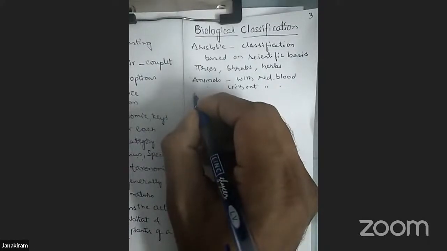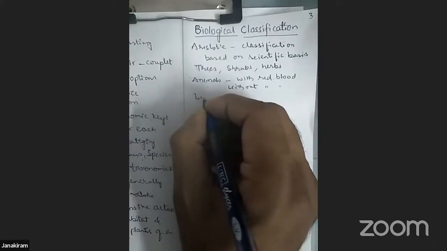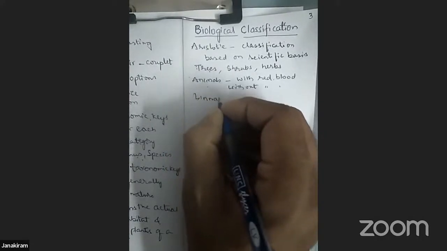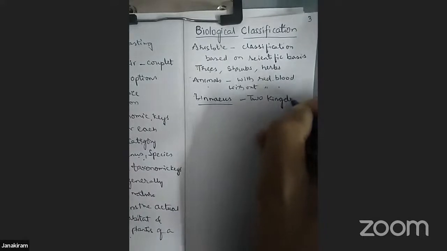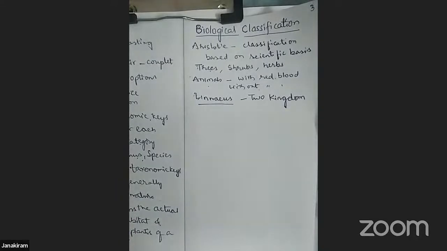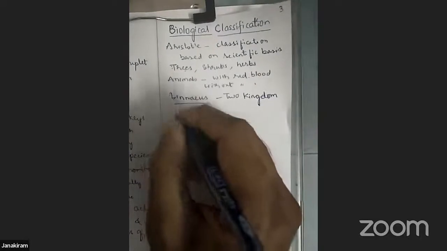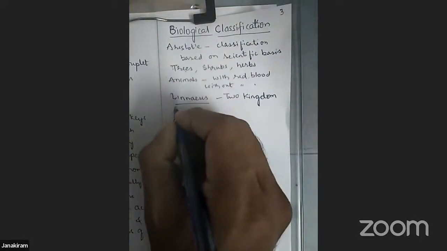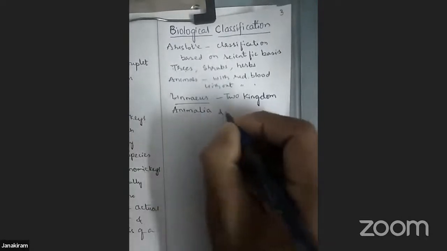But later, one more classification was given, which was considered one of the best at that point of time. It was given by Linnaeus. He gave a two kingdom classification, categorizing all the living organisms into two kingdoms: the animal kingdom and the plant kingdom, or Animalia and Plantae.